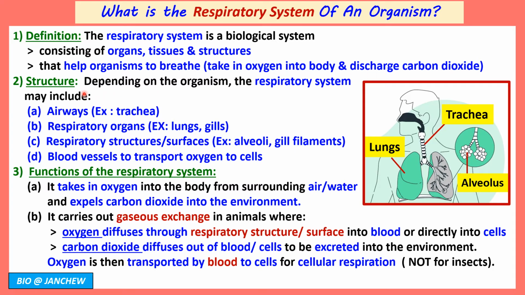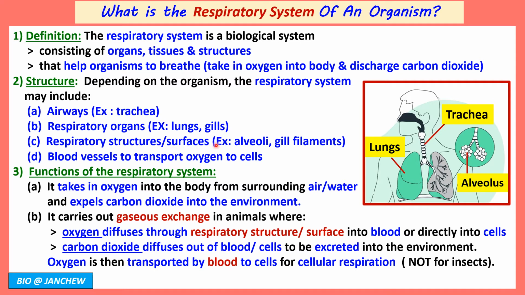Now, the structure of the respiratory system. Depending on the organism, the respiratory system may include airways, for example, the trachea in humans, which allows air to flow into it and through it. Then there will be respiratory organs, except for amoeba, for example, lungs in humans and gills in fishes. In the respiratory organs, like lungs, there are the respiratory structures or surfaces. This is the important part where gaseous exchange occurs.